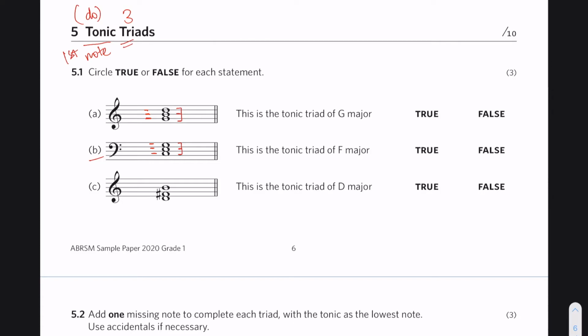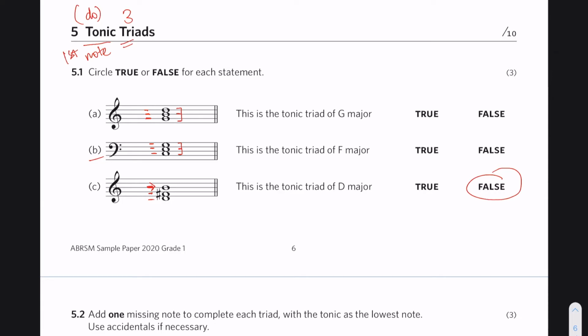Now, if we look at question C, you will notice that this triad starts on a space. The third is a third on top, which is the next space. But if you look at the top note, which is here, the third line, it is not in the space, so it doesn't look anything like a hamburger. Obviously, this is not a triad, so we already know that this is false.